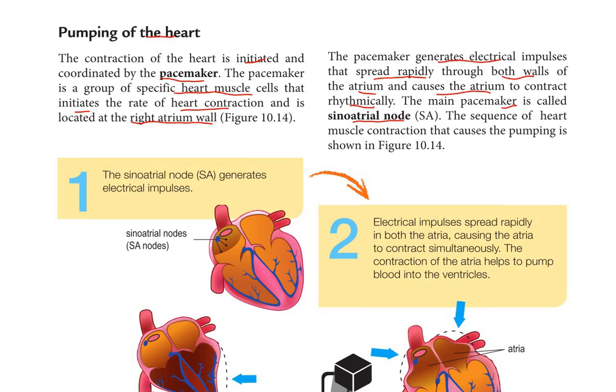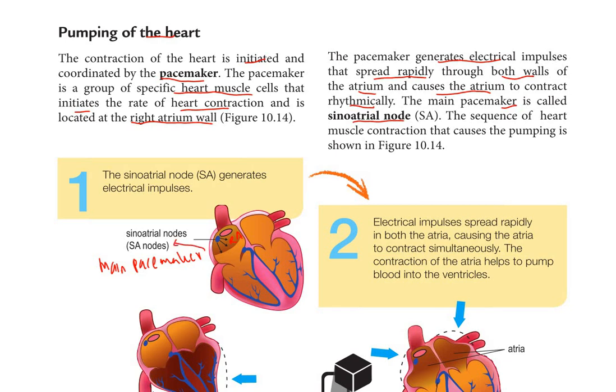So the pacemaker is a group of specific heart muscle cells that initiate the rate of heart contraction and is located at the right atrium wall. So this pacemaker is located at the right atrium wall. This is the right atrium, right? The right atrium wall. This main pacemaker is known as the sinoatrial node.